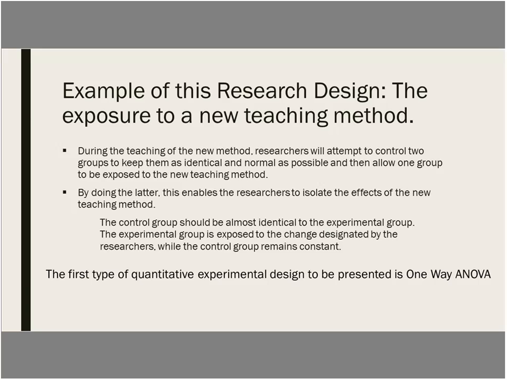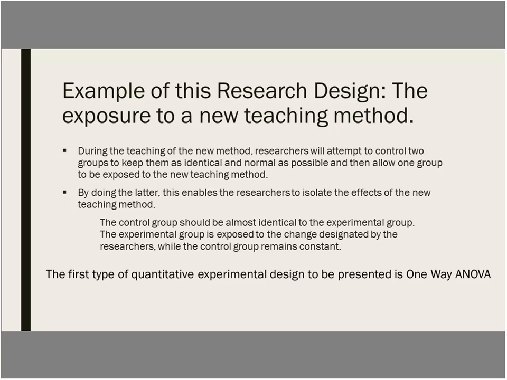So the control group should almost be identical to the experimental group. Sometimes when you're doing quantitative experimental design, one of the hardest parts is identifying what that control group is going to be. In many cases, it's not very simple to actually identify it. Then the experimental group is exposed to the change designated by the researcher, while the control group remains constant. You want to say, okay, we experimented with one group and the control group stays the same, what were the impacts?